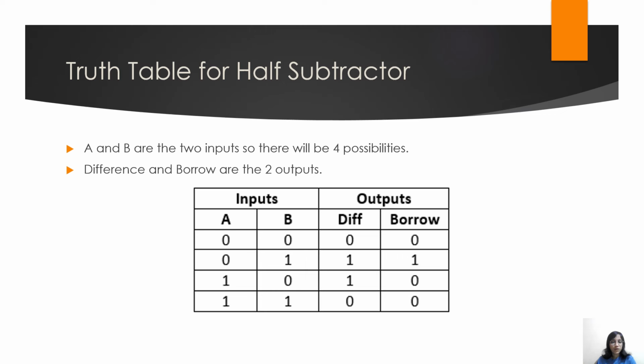When we give A as 1 and B as 0, 1 minus 0 is 1, so the difference will be 1 and borrow will be 0. When both the inputs are 1, 1 minus 1 would be 0, so both the difference and borrow outputs would be 0.